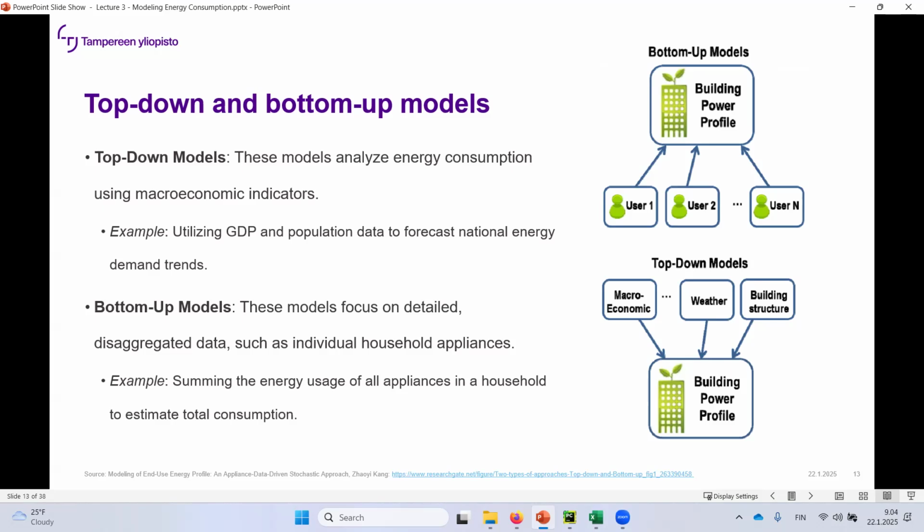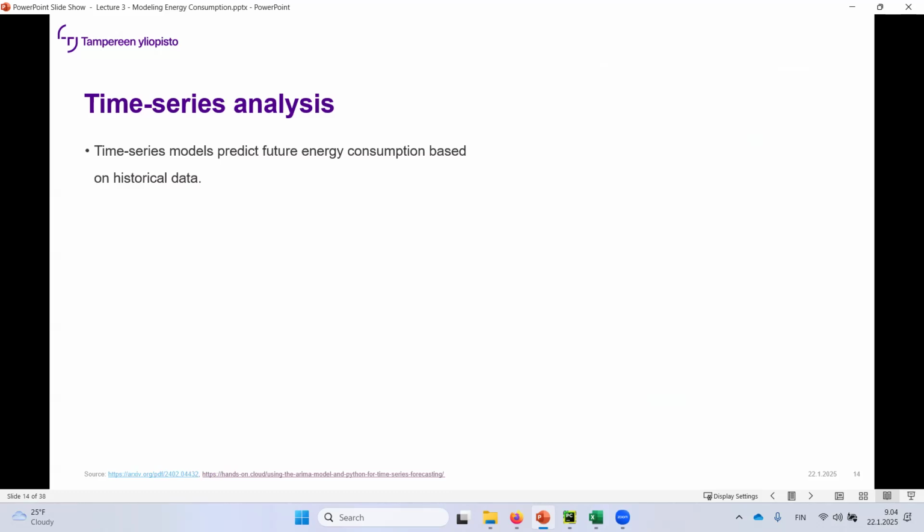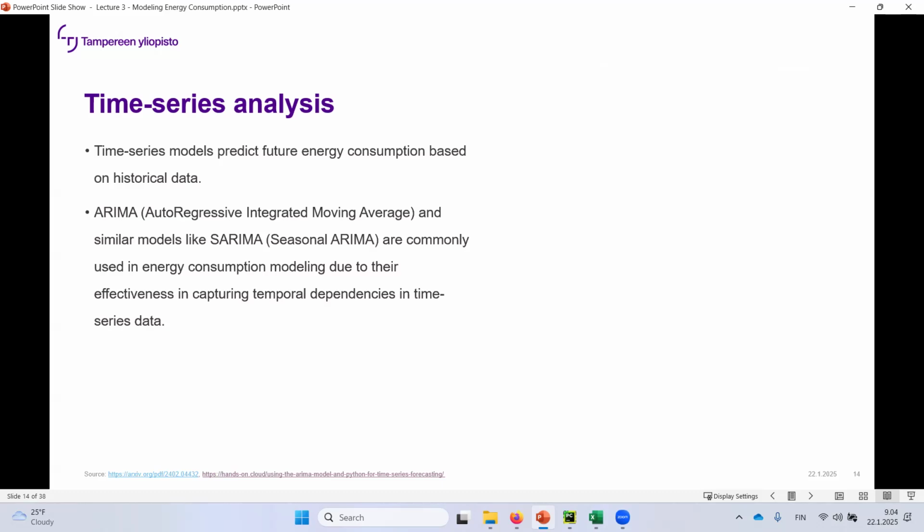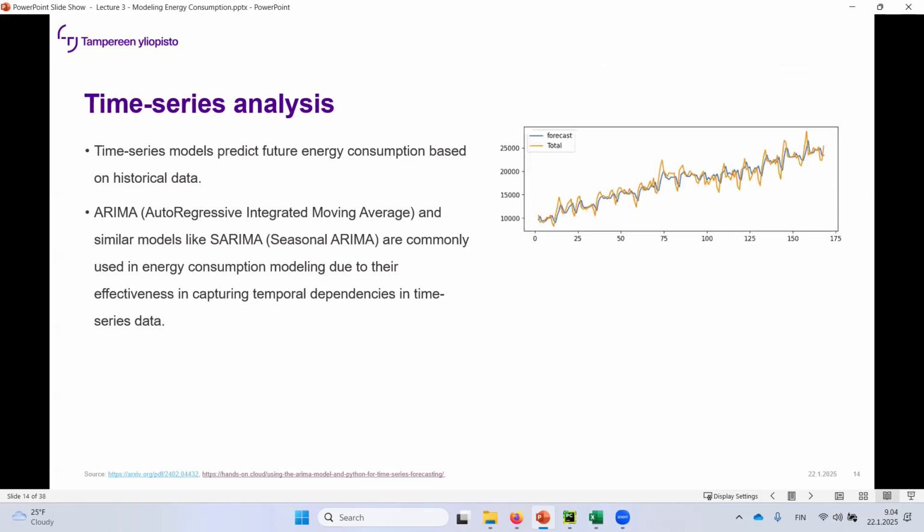So remember, aspects of top-down and bottom-up models can be utilized. Then the time series analysis. So this is pretty much a data-driven model. A lot of times you'll hear or see when you read about the literature these, you can see this ARIMA, so autoregressive integrated moving average, and SARIMA, so seasonal ARIMA. So they are used kind of to predict.